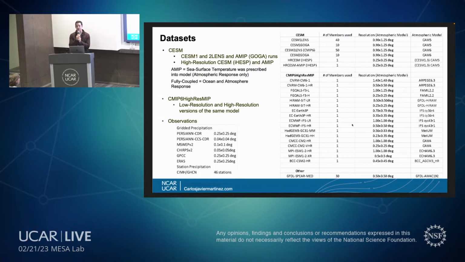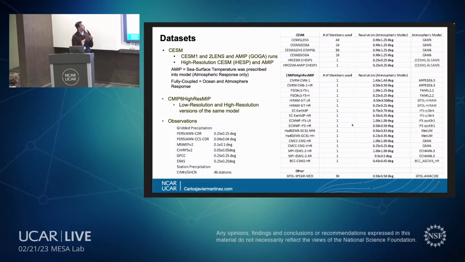So what I did was I spent a lot of time collecting a lot of data. As you see on your right are all of the models that I collected, including the members that were used, their atmospheric model. I also have their ocean model, I just don't have it described here. In the atmospheric model used, including their resolution.